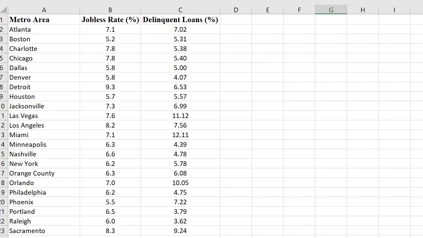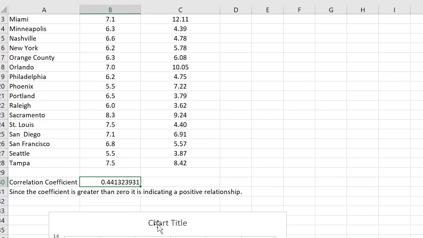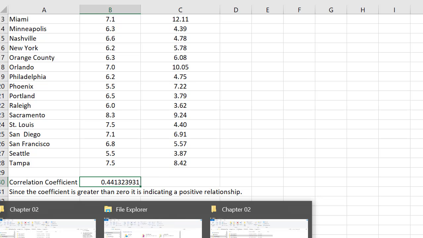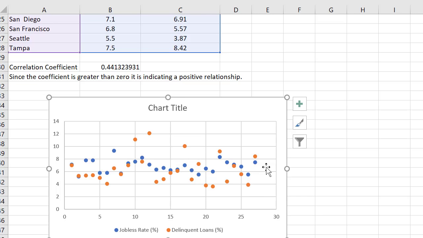For problem 26, I want to look at and see if there is a correlation between the jobless rate and percentage of delinquent housing loans. What's your interpretation? To answer this one, I was looking for the relationship there, and you should have a correlation of 0.44, so it's weakly correlated. Then for part B, I was looking for a scatter diagram and should have something like this.